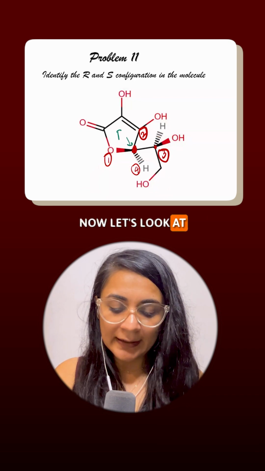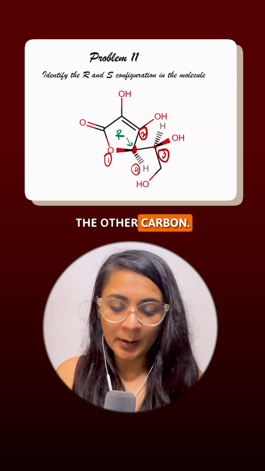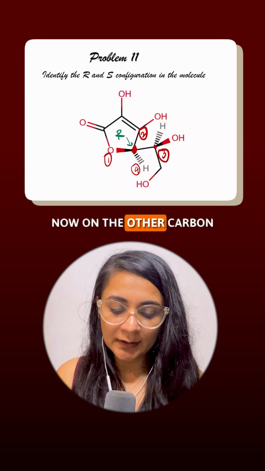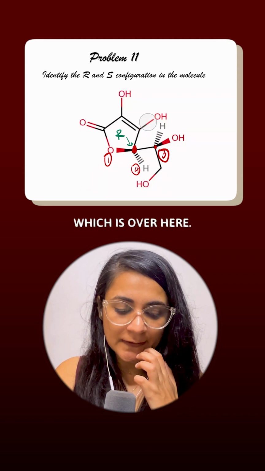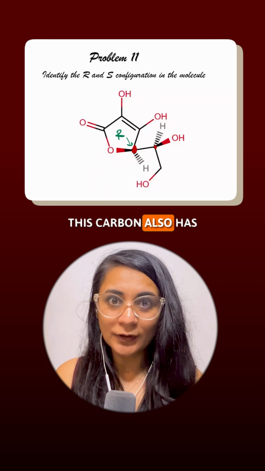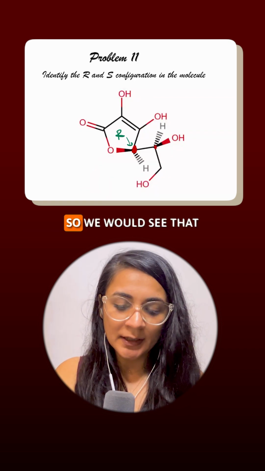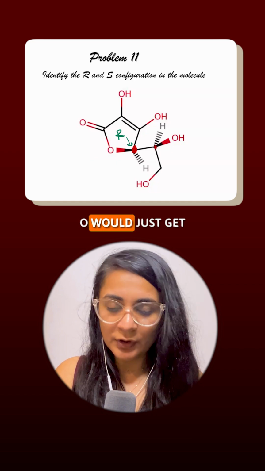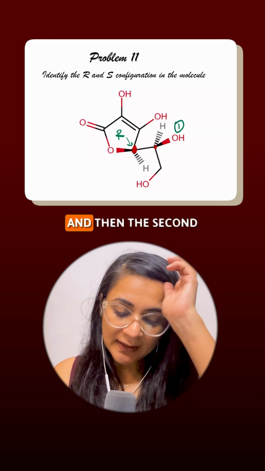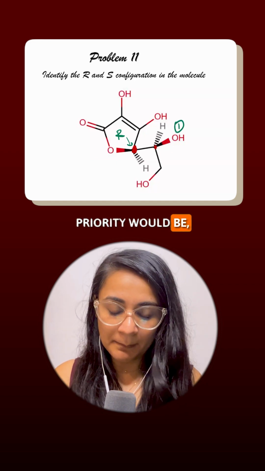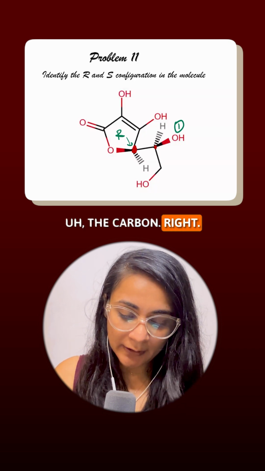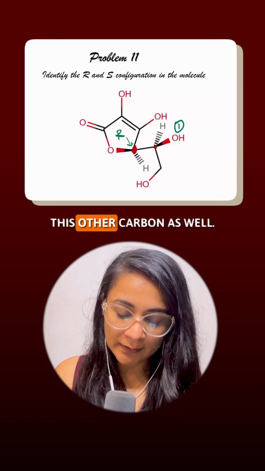Now let's look at the other carbon. On the other carbon, which is over here, this carbon also has 4 different groups attached to it. If we start to prioritize them, we would see that OH would get the first priority, and then the second priority would be a carbon, right? And then there's this other carbon as well.